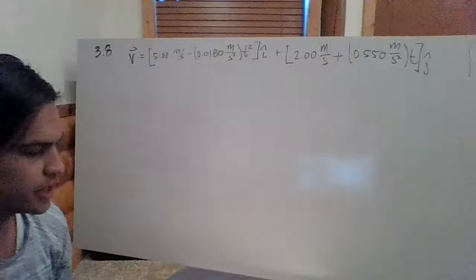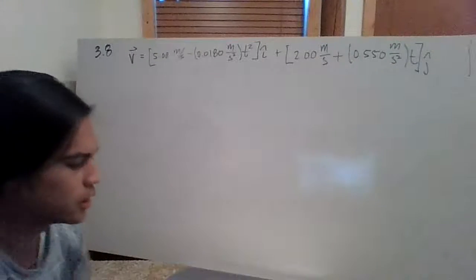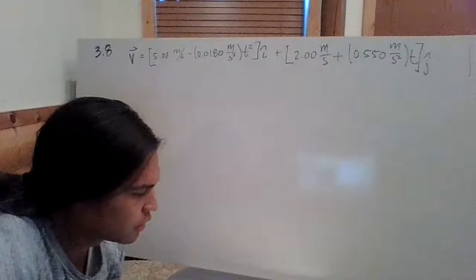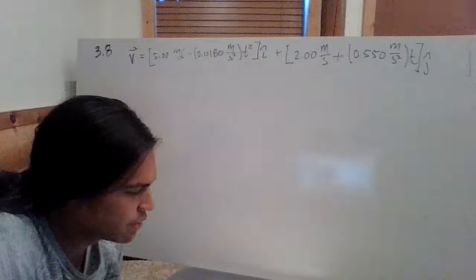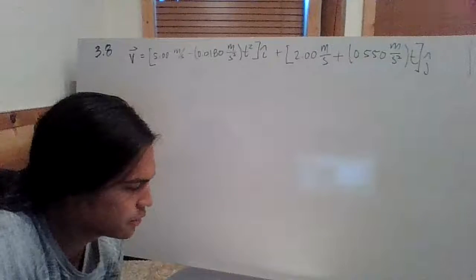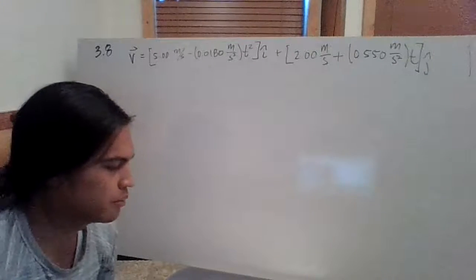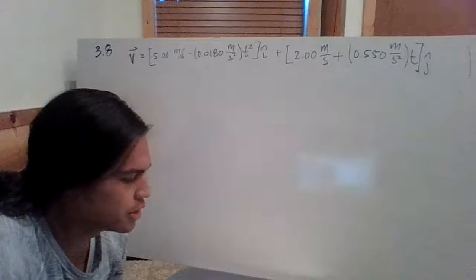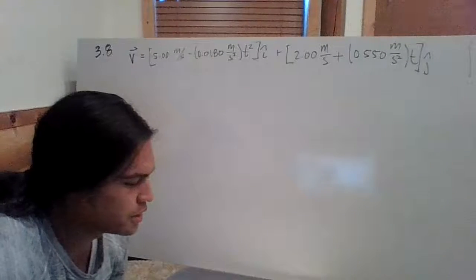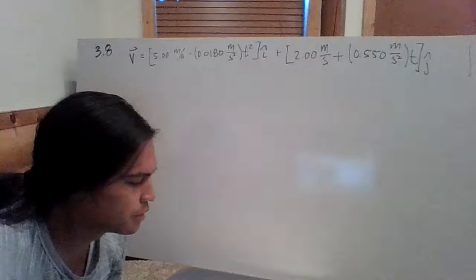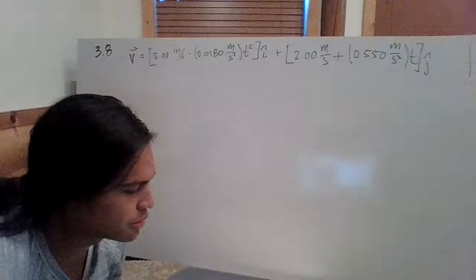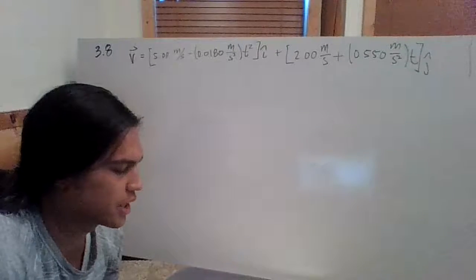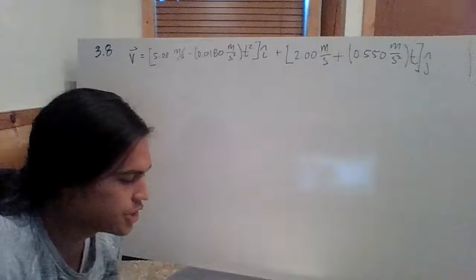This is for question 8 in chapter 3. It says a remote control car is moving in a vacant parking lot. The velocity of the car as a function of time is given as v vector equals 5 meters per second minus 0.0180 meters per second cubed times t squared in the i direction, plus 2 meters per second plus 0.550 meters per second squared times t in the j direction.